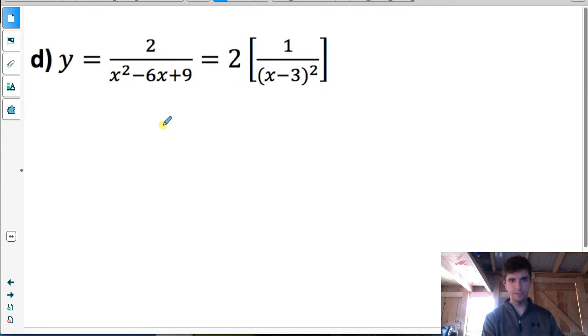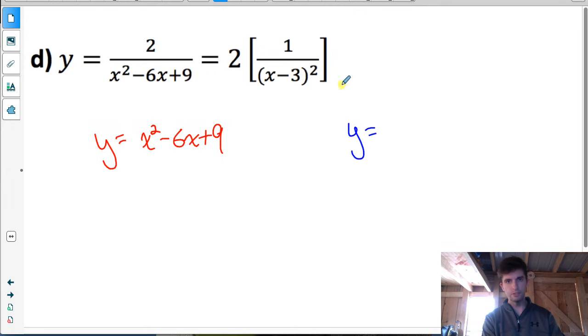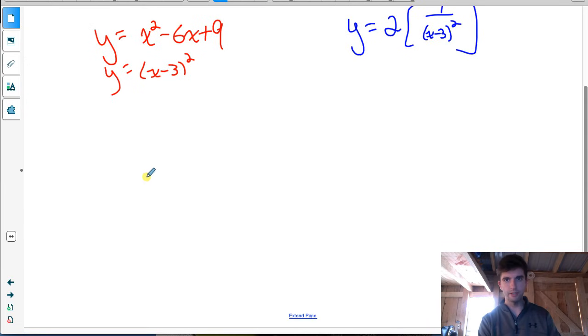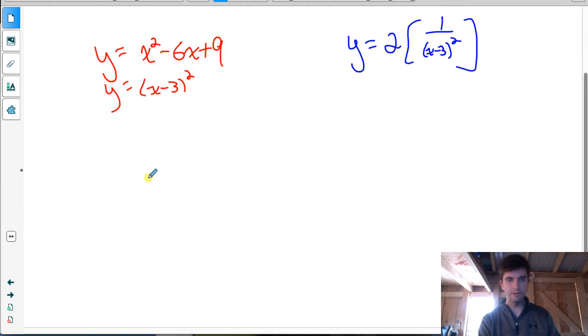So we're going to split our work into 2 sections again: one section for the quadratic function that's in the denominator, and one section for 2 times its reciprocal. So I'll actually write this version here. Keep in mind this one factors to x minus 3 squared.